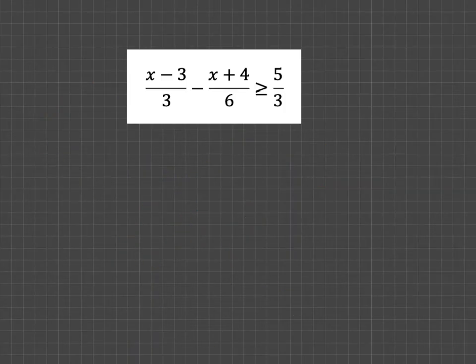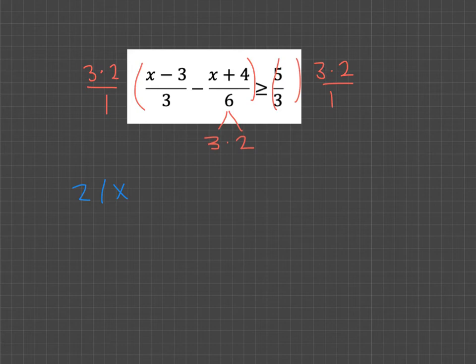Here's another one that has fractions and it has denominators that we want to clear. It has the denominators of 3 and 6. 6 has the factor of 3 in it. So what we want to multiply by is 3 and 2. So we're going to multiply both sides by 3 times 2, and think of that as over 1. So 3 times 2, which is like multiplying by 6. If we distribute that to x minus 3 over 3, the 3 is going to cancel top and bottom. We're left with the 2 times that quantity x minus 3.